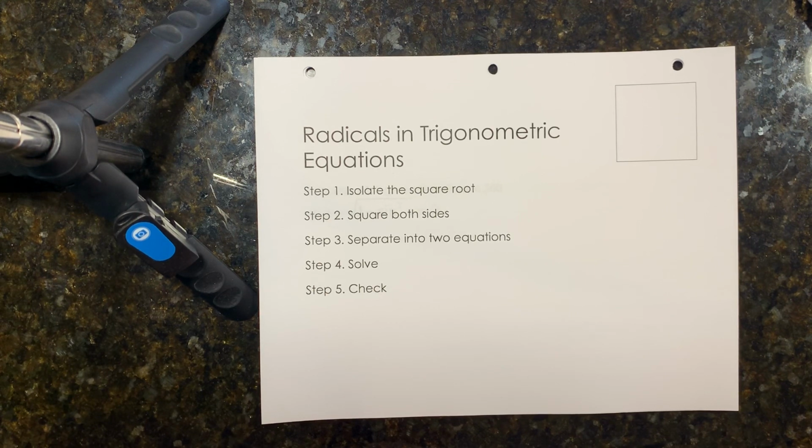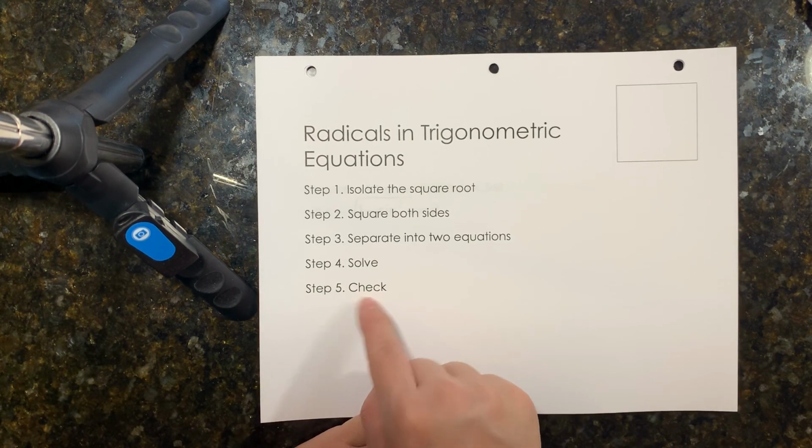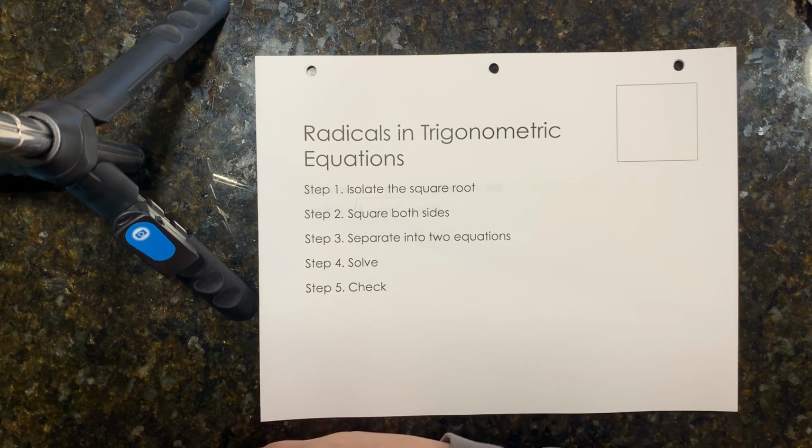So when you're trying to solve for a radical in a trig equation, the first step is going to be to isolate your square root. Your next step is to square both sides to get rid of the square root. Then once you've done that, you're going to separate it into two equations. You're going to solve, and then you're going to have to check your answer. So this is the key piece, is that in the end, you do have to check your answer. So anytime it starts with the radical in your equation, you're going to have to check your answer.